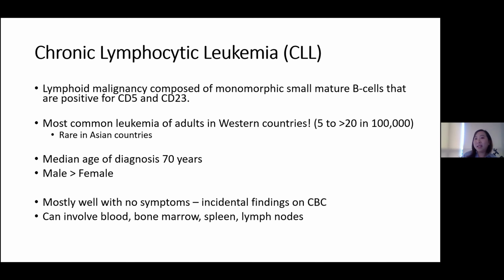But in some subsets of the patient, they can also present with your usual B symptoms, or in patients with lymphomas, they have weight loss, fevers, night sweats, or fatigue that can also happen. And you can have some lymphadenopathy as well in CLL. And the malignant cells can involve blood, bone marrow, spleen, as well as lymph nodes.